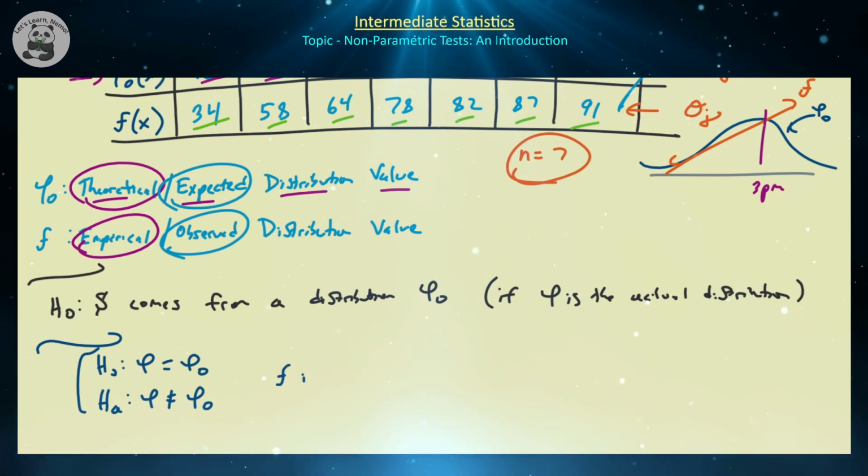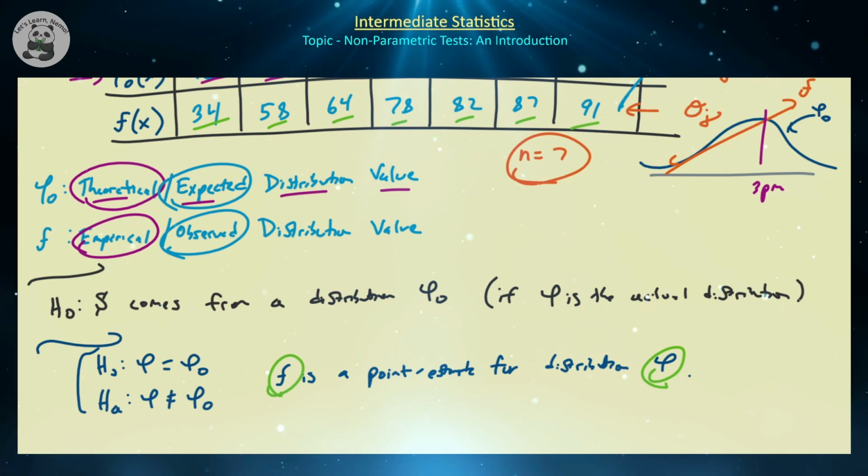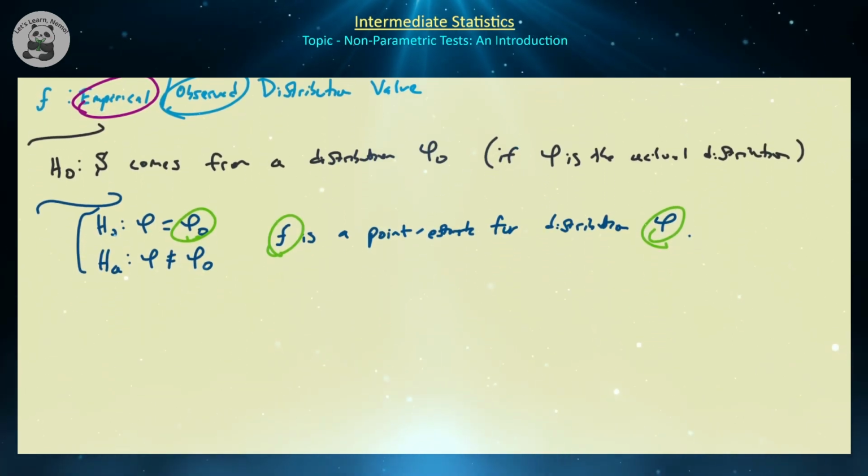And f is a point estimate for one of these distributions. You should be able to take a guess at which one. For distribution phi, right? So that is our distribution that we're assuming. So this is our parameter, this is our point estimate or statistic, and that is the claim. So those are our three main characters that we typically have in a hypothesis test. Okay, so that is our null and alternative hypothesis.